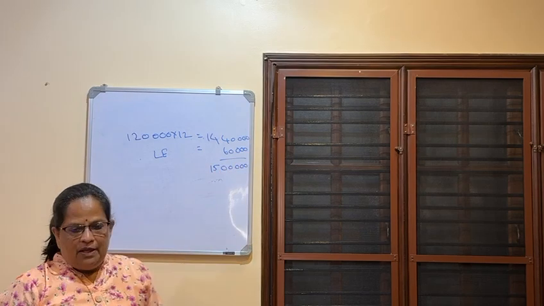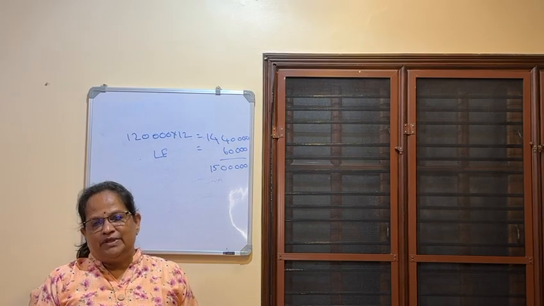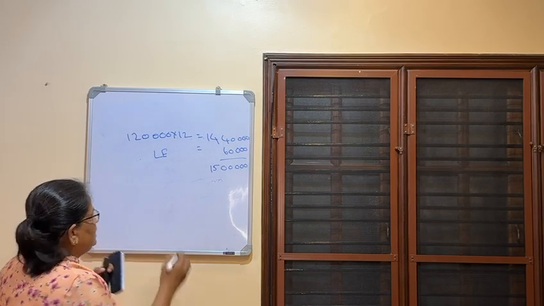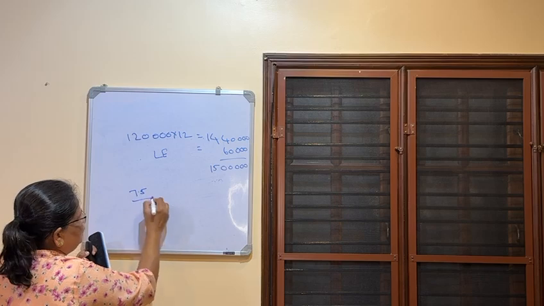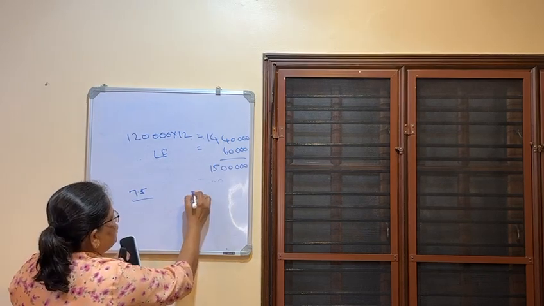Now for this RFA, 7.5% of the salary will be taken. So 7.5% of 15 lakhs, the value is 1,12,500.